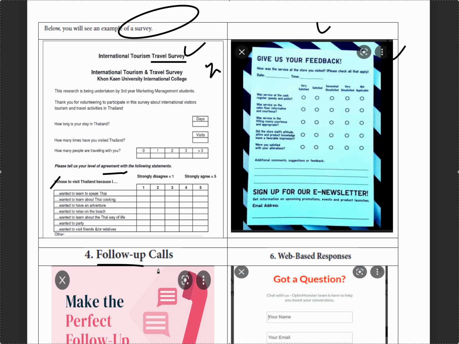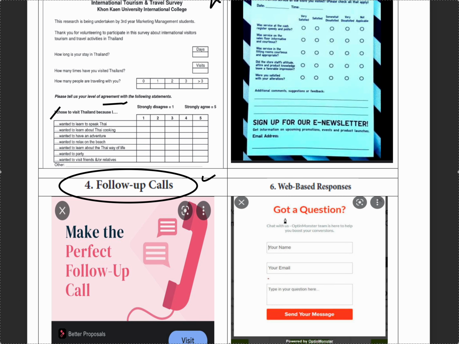So this is a follow-up call. We know cell phones, where you call someone. Then this is the web-based one. We know web-based, it's a website. I can write with this: your name, your email address, then you type and send it to the business's page. So these are the feedback methods, these are the surveys, then we have the questionnaire.